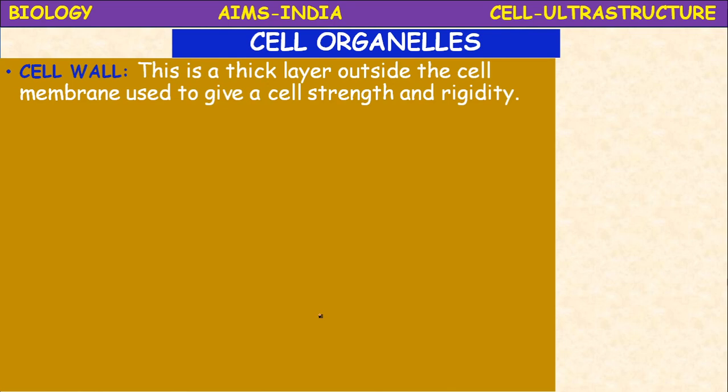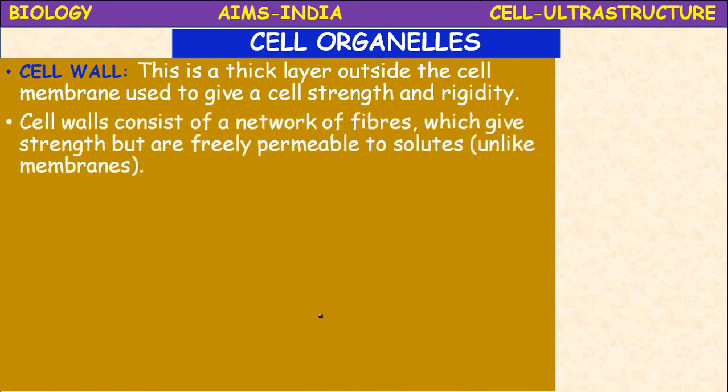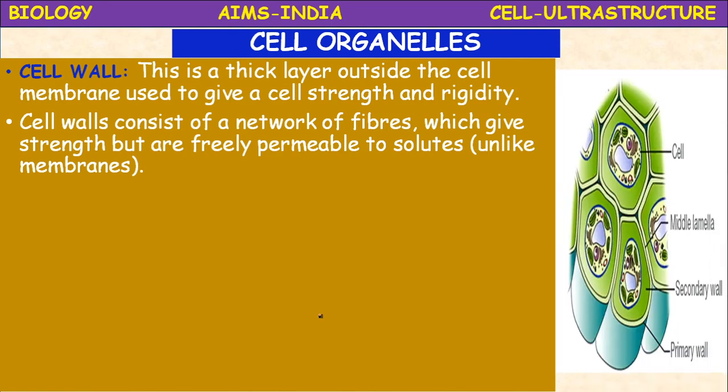It is a very thick layer present outside the cell membrane, which means beneath the cell wall, the cell membrane is present in plant cells. Cell wall consists of a network of fibers which give strength but are freely permeable to solutes, unlike the cell membrane. This is the typical cell wall.